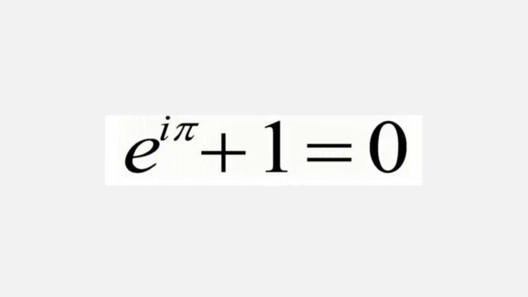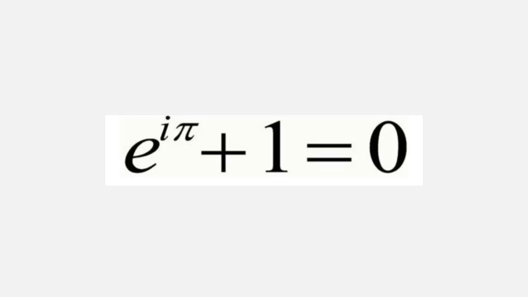And there you have it. e to the i pi plus 1 equals 0. We have successfully related 5 of the most significant constants in the entire world of mathematics. Of course, you could also cheat and say that e to the i pi raised to the 0th power is equal to 1, but that isn't nearly as interesting.